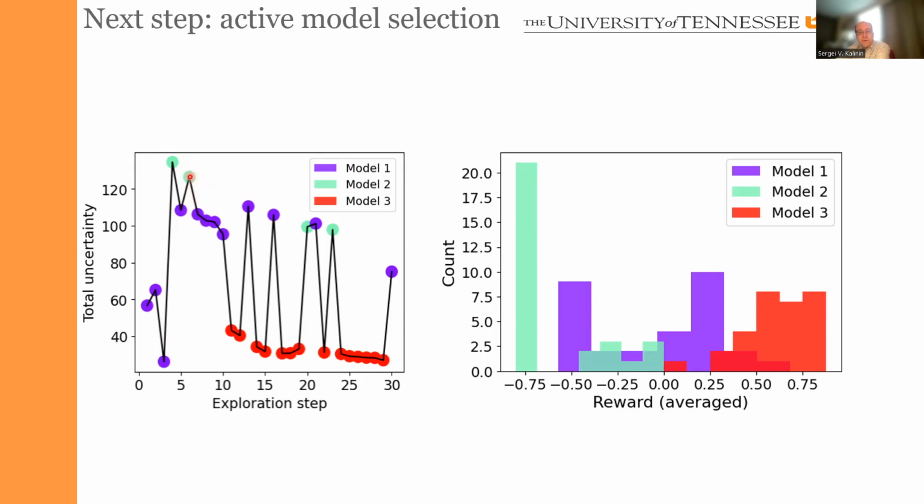Then again, epsilon greedy kicked in, and it went to model number 2. Again, it didn't work very well. Then it tried model number 1, and then, because of epsilon greedy again, it tried model number 3. And model number 3 gave us much better total uncertainty. Then you see that we're jumping between model number 3 and models number 1 and 2, but model number 3 always gives us the best total uncertainty, and therefore we conclude that this is the correct one. This model has the biggest reward.